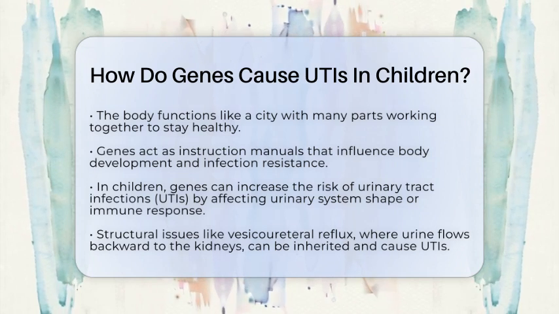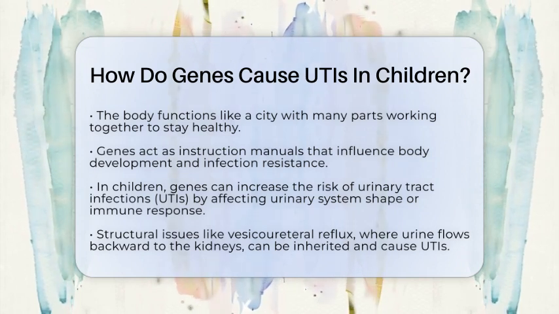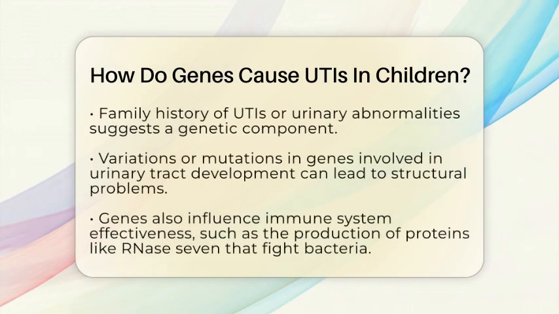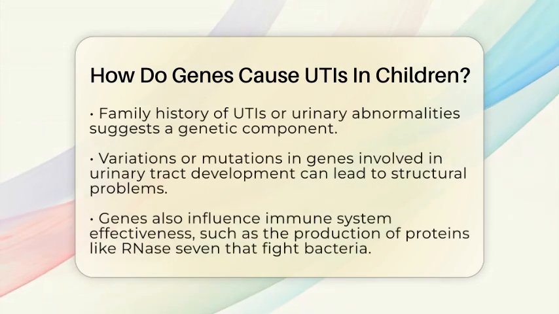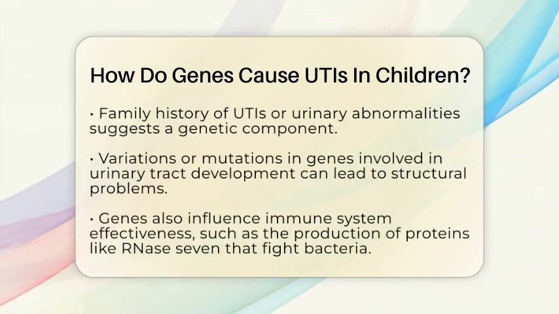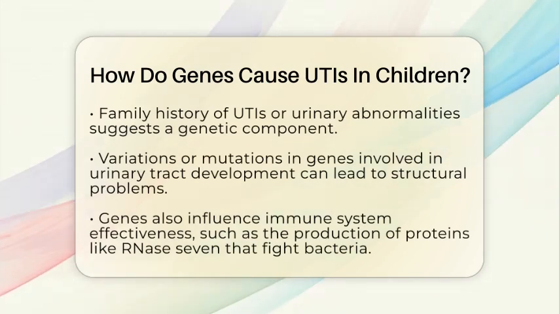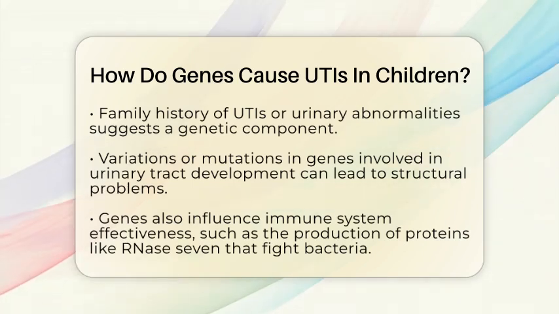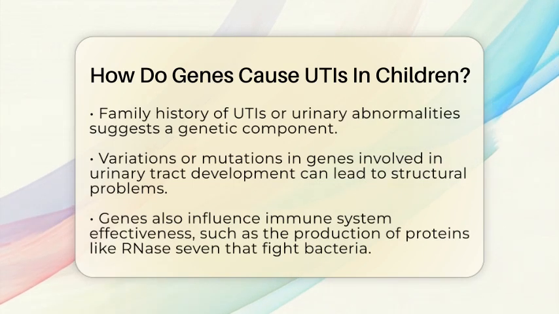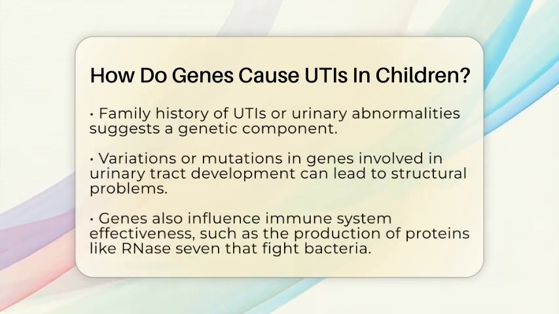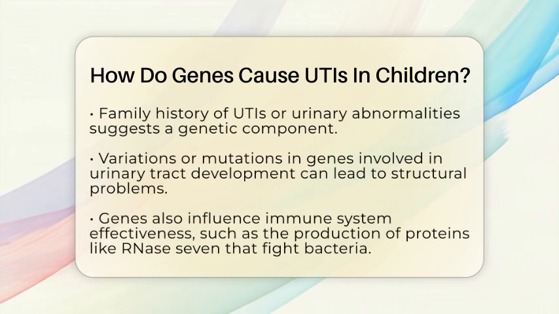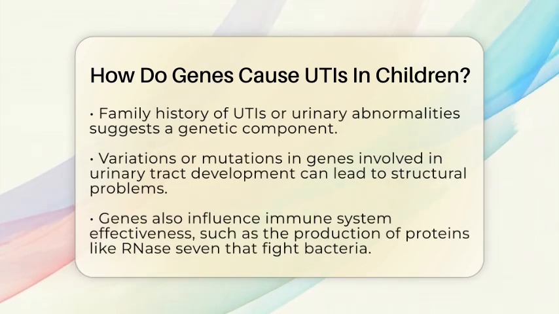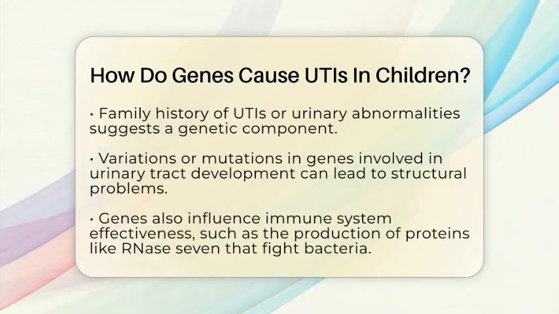Some children inherit conditions like vesicoureteral reflux, which is when urine flows backward from the bladder toward the kidneys. This abnormal flow can carry bacteria up into the kidneys and cause infections. Vesicoureteral reflux tends to run in families, so if a child's parents or siblings had it, the child might be more likely to have it too. The genes involved in normal urinary tract development can sometimes have variations or mutations that disrupt this process, leading to structural issues that make infections more likely.